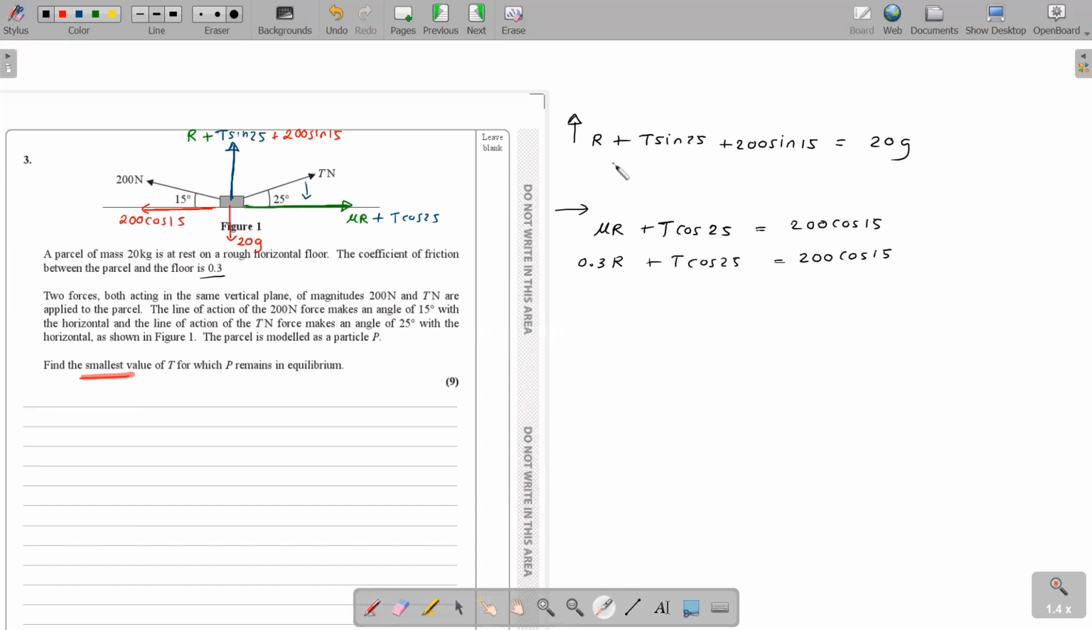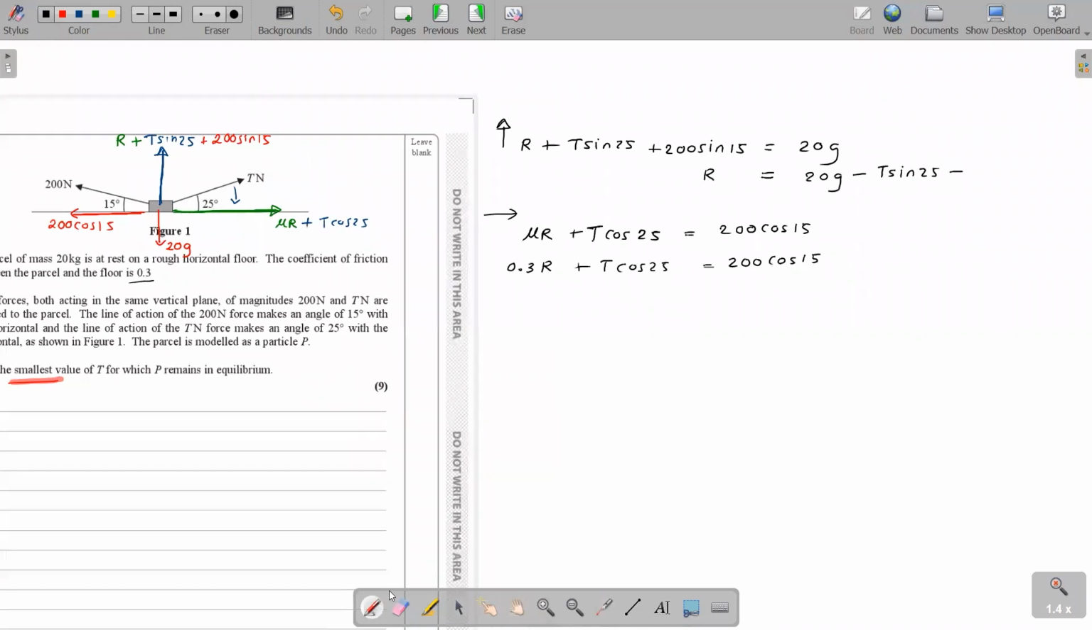What I'll do is make R the subject from the first equation, input that over here, and then we can make T the subject. There are many ways of doing it, so you can choose any correct method. So I'll make R the subject from the first equation: 20G minus T sin 25 minus 200 sin 15. Okay, and then input that R value here, 0.3 times R, which is 20G minus T sin 25 minus 200 sin 15, plus T cos 25 equals 200 cos 15.